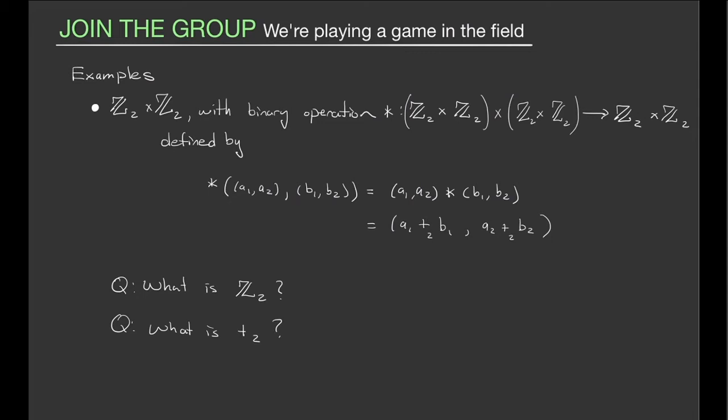Now, if you've heard of modular arithmetic before, this is addition mod 2. This is the group of integers. This is the set of integers mod 2, which is just 0 and 1, which we'll look at in more detail in a second. But even if you have not heard the terms explicitly modular arithmetic, you certainly deal with it every single day.